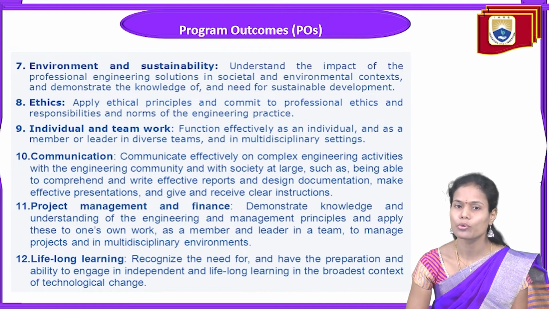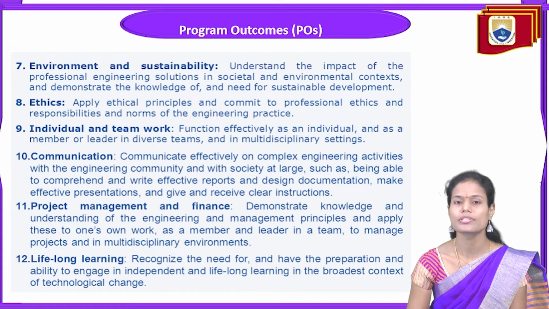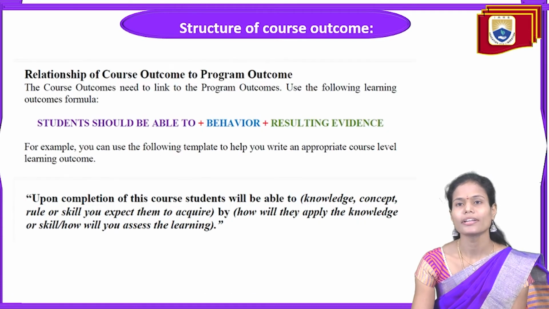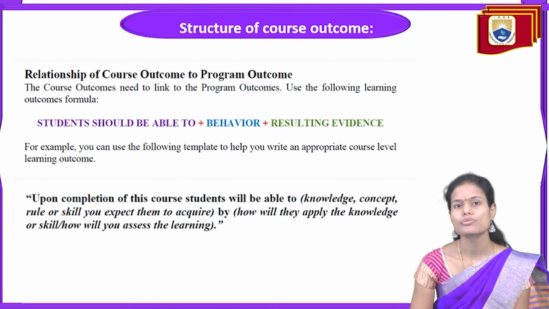So these are the 12 program outcomes defined by the National Board of Accreditation. These are common for all the educational institutions. And next, structure of course outcome: how we have to write the course outcome for a particular course. The relationship of course outcome to the program outcome: the course outcome needs to link to the program outcome.